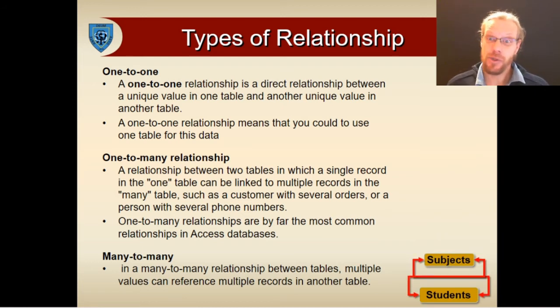Many-to-many relationships are often represented using intermediary tables. In many-to-many relationships, entities on both sides of the relationship can link to multiple items on the other side. A subject can be taken by several students, and students can take several subjects.